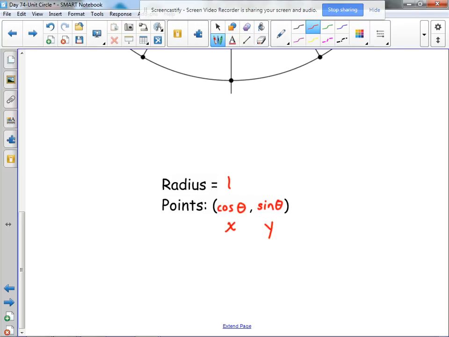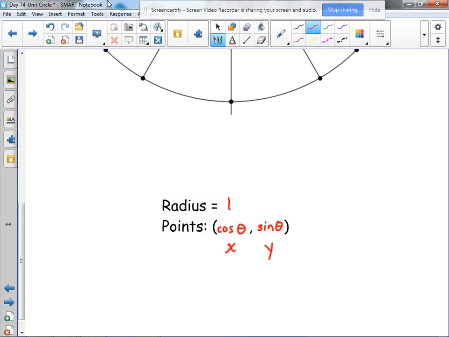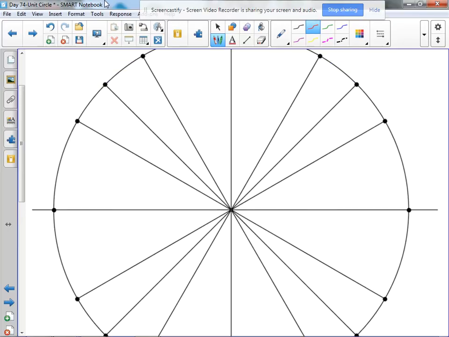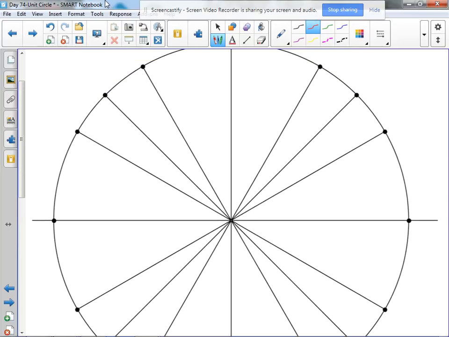Okay, so we've dealt with cosine and sine in right triangles before, but now we're going to look at them in what we call the unit circle. All right, so we are going to start right here on the far right side, with this point right here. We're going to label the angle first. This is 0 degrees or 0 radians.